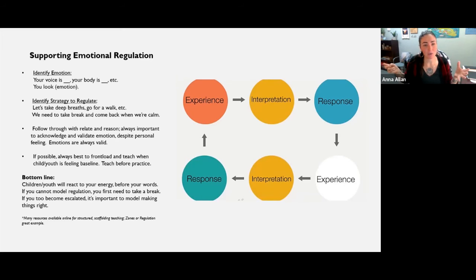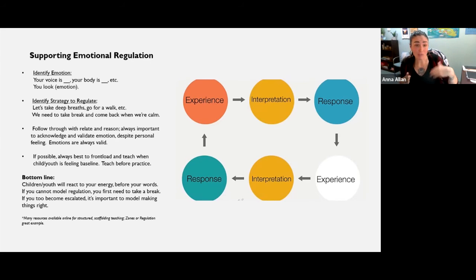So that's that kid who has been triggered based on their past experiences, has moved into the flight or that stress response, and through their brain's interpretation is feeling overwhelmed, right? The point to note on this though is we have that experience, interpretation, response.